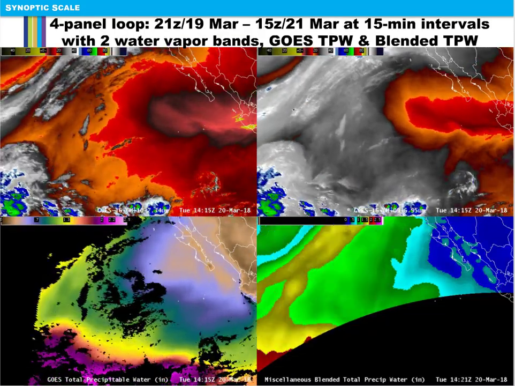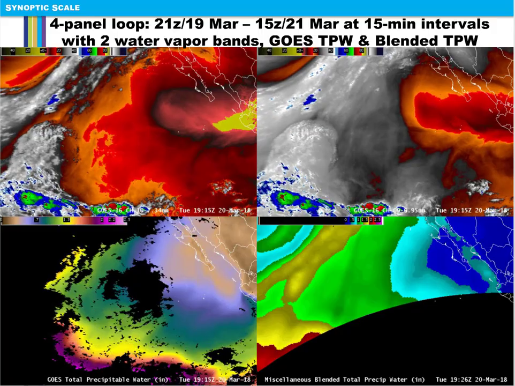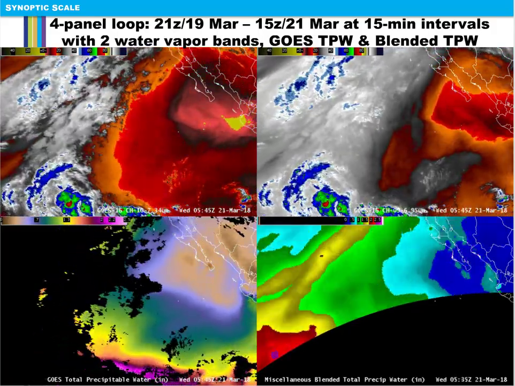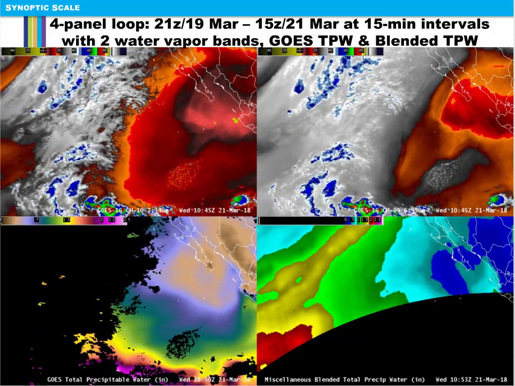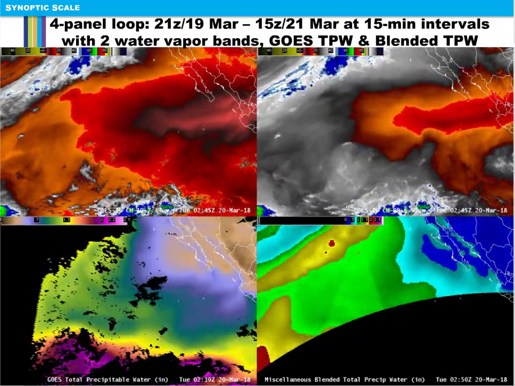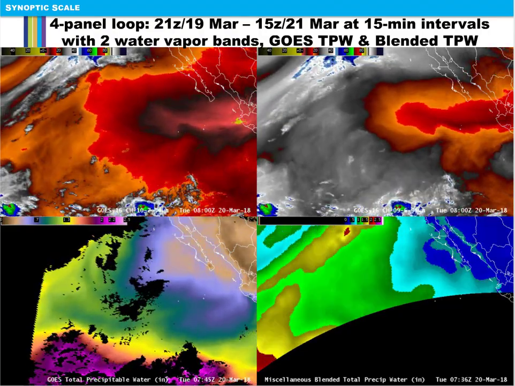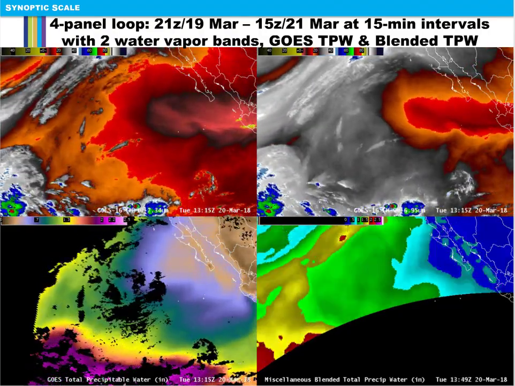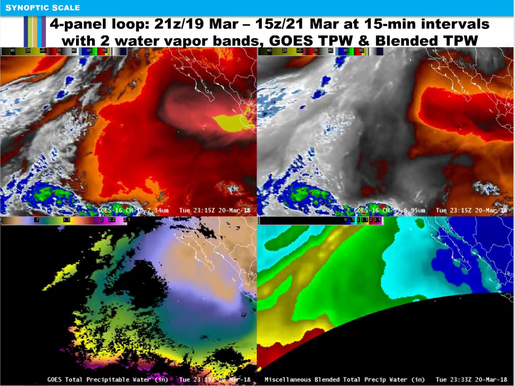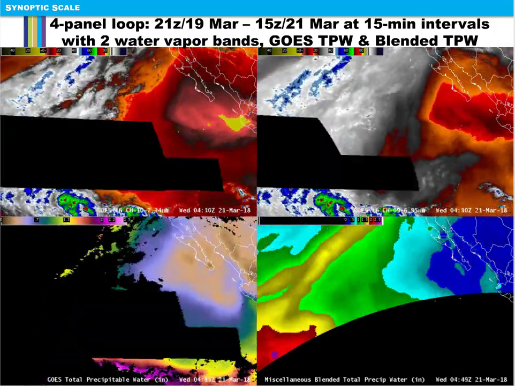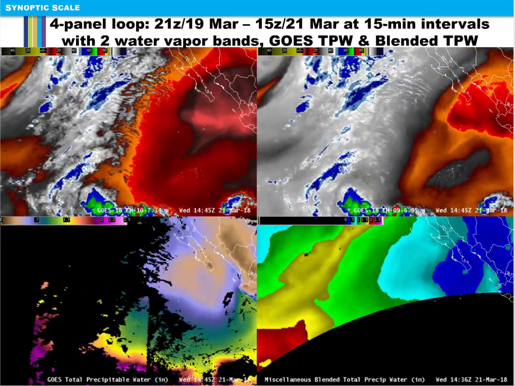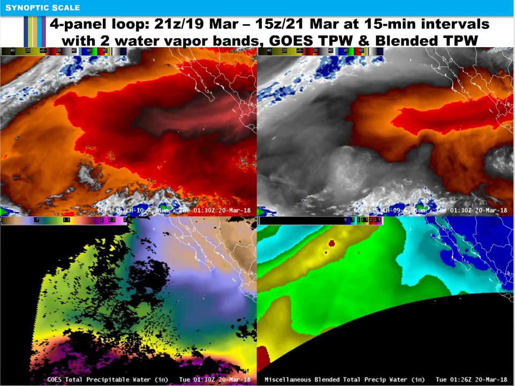Instruments aboard some polar orbiting satellites allow for TPW to be measured in both clear and cloudy conditions, with data dropout possible in areas of precipitation. Here we show the longer loop again, with a 4-panel where the blended TPW product that has been available on AWIPS for some time is in the lower right panel, compared to the GOES TPW in the lower left panel. The lower and mid-level GOES 16 water vapor imagery are shown in the top 2 panels.